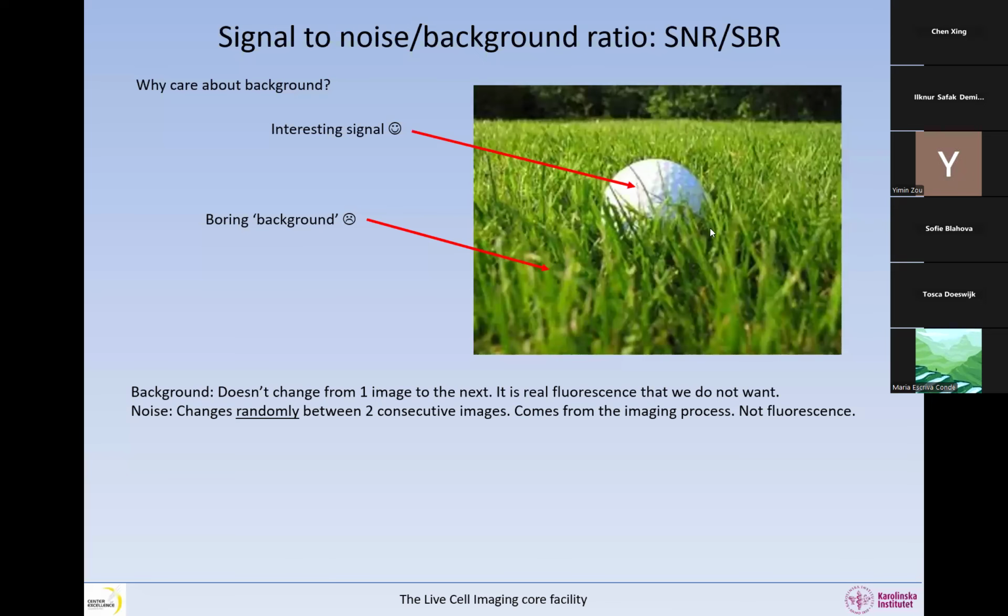a golf ball, and it's in the grass. You should play in the grass. So we have here the interesting signal. It's the ball. We want to see it. It's in the field. How are we going to see the ball in the field?